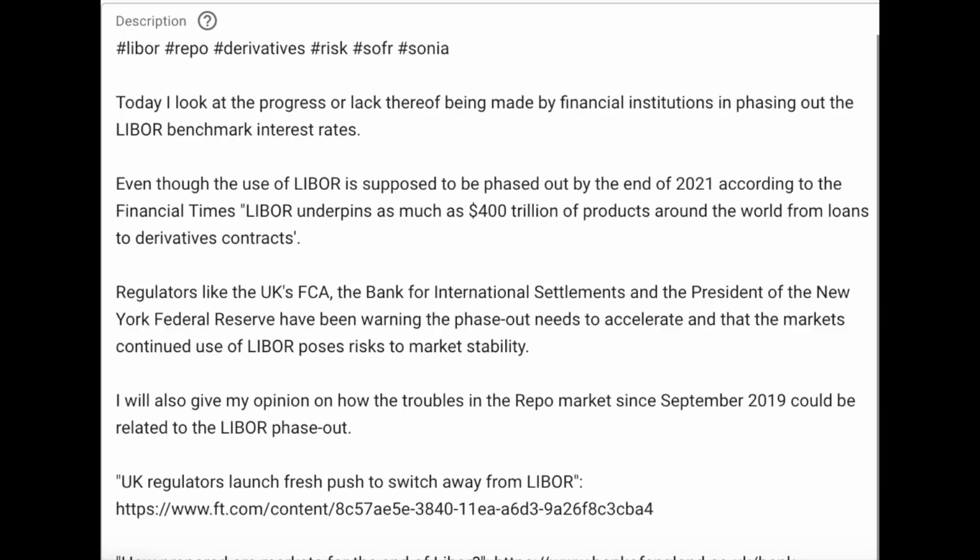Regulators like the UK's FCA, the Bank for International Settlements in Basel, and the president of the New York Federal Reserve have been warning the phase-out needs to accelerate, and that the market's continued use of Libor poses risks to market stability. I will also give my opinion on how the troubles in the repo market since September 2019 could be related to the Libor phase-out.